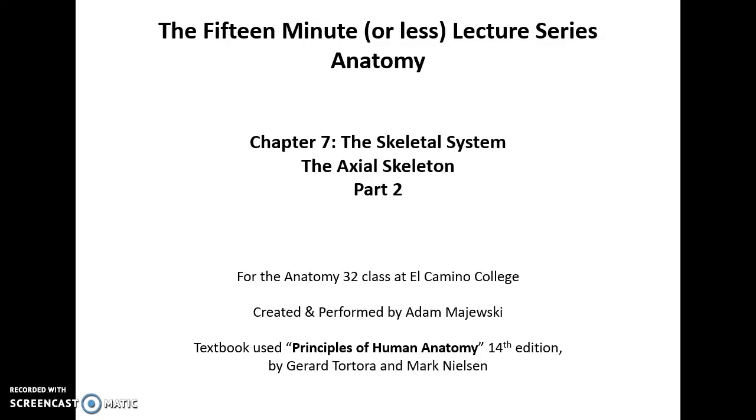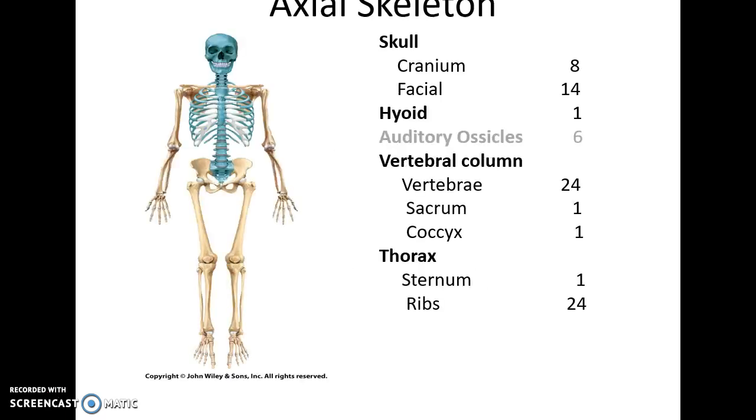15-minute or less lecture series, Human Anatomy, Chapter 7, the Skeletal System, the Axial Skeleton, Part 2. So, we covered the skull with its 8 cranial bones and 14 facial bones. We're now moving to the bones of the axial skeleton separate from the skull.